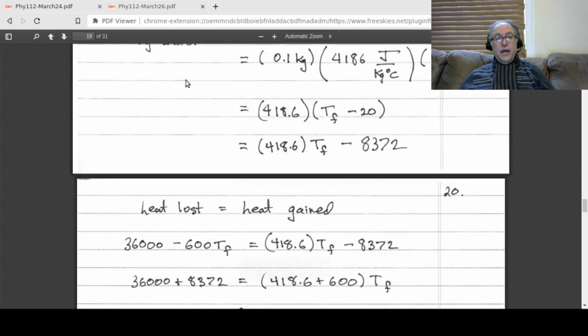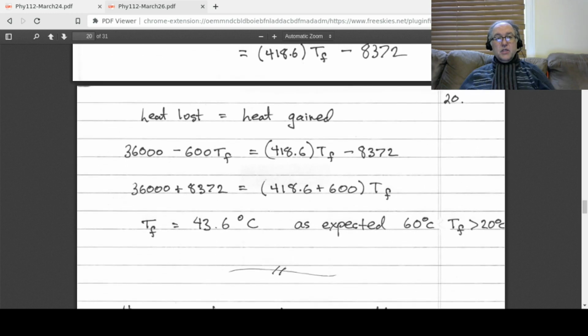Okay. And now what? Well, energy doesn't just disappear magically. The heat lost is going to be equal to the heat gained. So if I just equate the two, this is the heat lost by the ethanol, and here's the heat gained by the water. Notice that TF is the only unknown. You work it out with a little bit of simple algebra, and you find that the final temperature of the mixture is going to be 43.6 degrees Celsius.